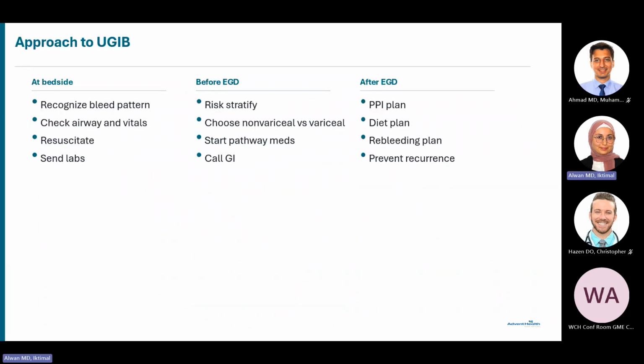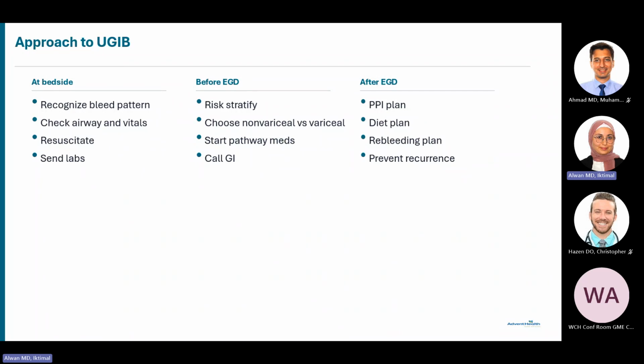Approach to upper GI bleeding. When we are at bedside, very important, we need to recognize the bleeding pattern, as we discussed earlier. Is it hematemesis? Is it melena? Is it hematochezia? We need to check the airway, the vital signs. First thing to do in the management is really to resuscitate the patient, and then we can do further management that we're going to discuss later, and of course, send labs.